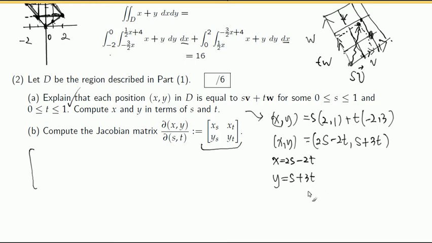You look at that, differentiated with respect to s. What is this one? That's 2, correct? This one in here is 1. Right? How about here? x comma y vertically with respect to t: negative 2 and 3. This is the Jacobian matrix. Okay, so you calculate it.